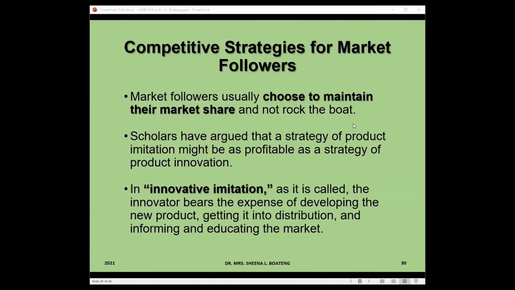Now, scholars have argued that market followers would usually like to engage in what we refer to as innovative imitation. And this is where they would usually go ahead and piggyback the investments that market leaders and challengers have made into developing innovative new products, right? And getting them into distribution and informing and educating the market. And then they piggyback aspects of these products to be able to develop and market their own.